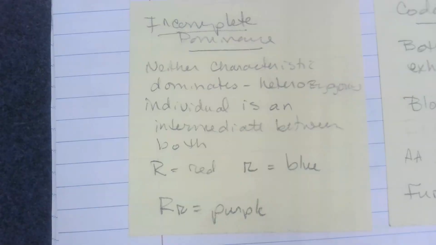And finally, not all inheritance is straightforward. We could have incomplete dominance. Incomplete dominance is where neither characteristic dominates. A heterozygous individual is an intermediate between both. So capital R is red, lowercase r is blue, but capital R isn't dominant and lowercase r isn't recessive. So the heterozygous, capital R, lowercase r, is an intermediate between them, a purple color. Neither one of those dominates, and so they're both shown at the same time.